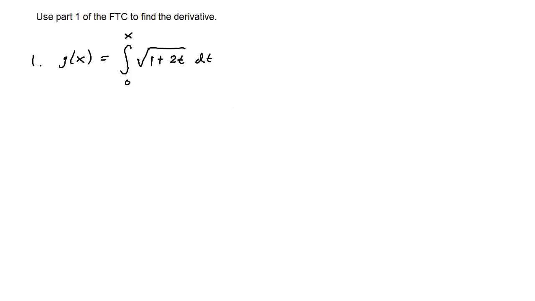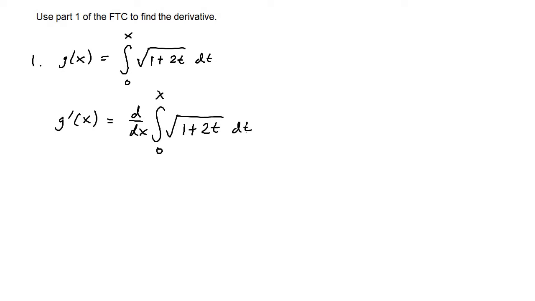Now for this first set of problems, let's use part 1 of the FTC to find the derivative of the function. So for number 1, we have g of x equals the integral from 0 to x of the square root of 1 plus 2t dt. So once again, using part 1 of the fundamental theorem of calculus, we have to take the derivative of both sides. So we have g prime of x on the left side of the equation equals, our variable is x, so we're going to derive with respect to x the integral from 0 to x of the square root of 1 plus 2t dt.